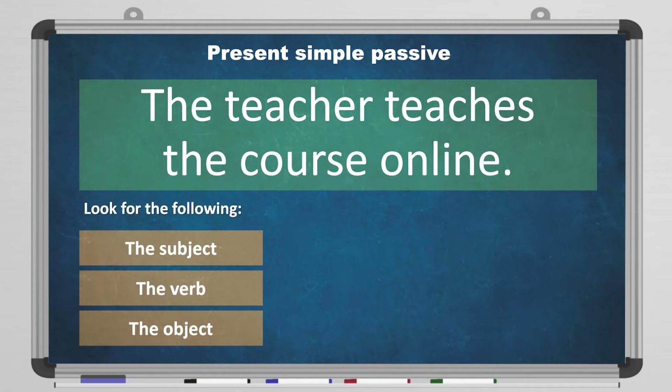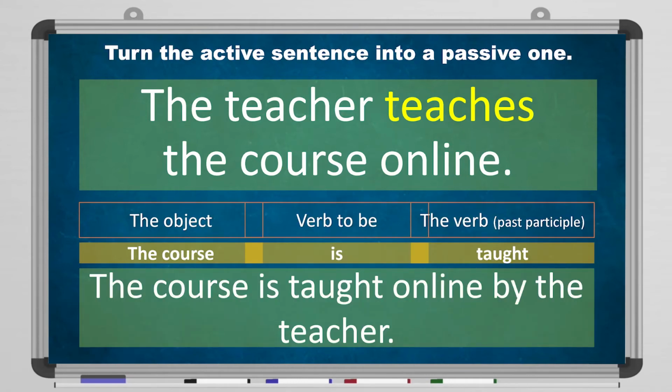Let's look at this sentence. The teacher teaches the course online. As I said, look for the three: the subject, the verb, and the object. Here they are. What are we going to do? We will put the object at the beginning, the course, and then we will choose a verb to be that suits the object and in the same tense as the verb in the active sentence. So here is, and then the verb will turn automatically to the past participle.